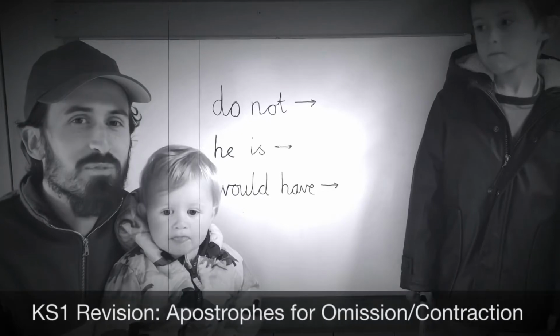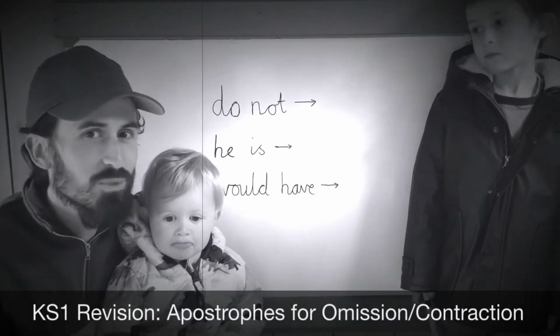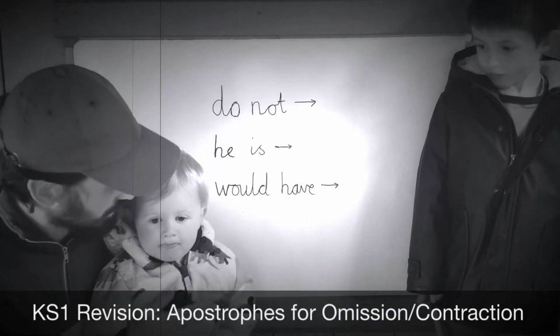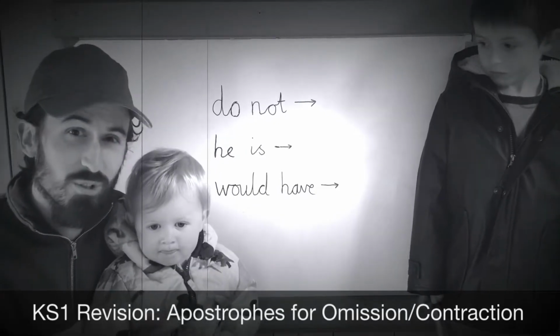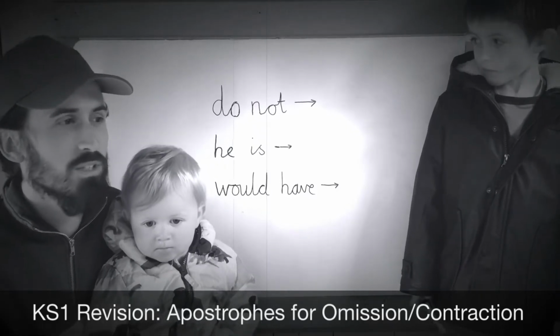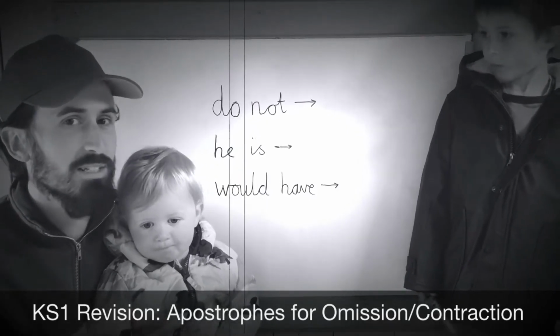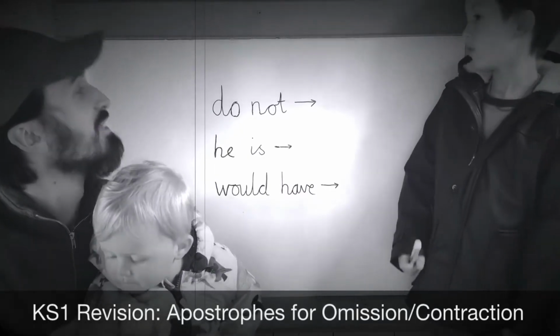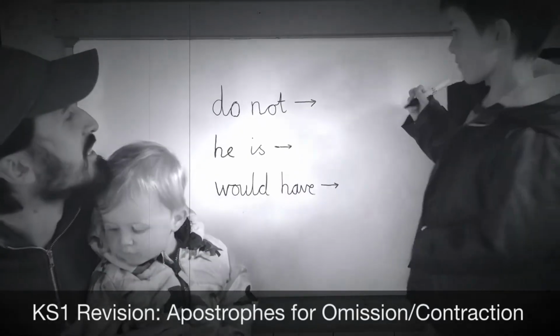Okay, so we've gone back in time now to Key Stage 1, and I have a Key Stage 1 child here. Jake is in year 1. Sonny's not quite there, but he just thought he would join us. So here we go. We've got do not, and we're going to consider how we can turn that into a word that has an apostrophe for omission. What would do not go to, Jake? Don't. Good lad. Do you want to write it out?